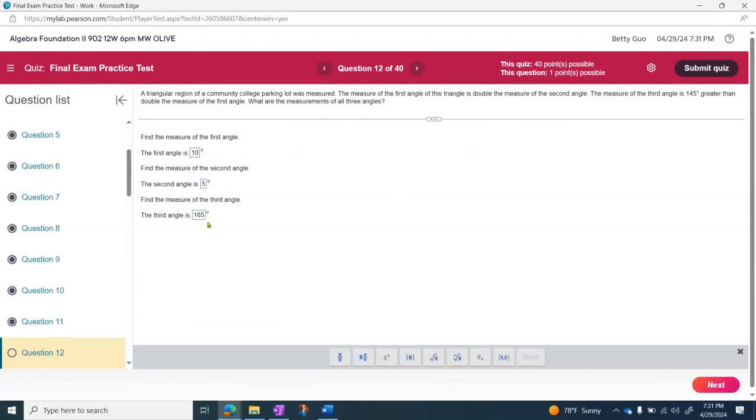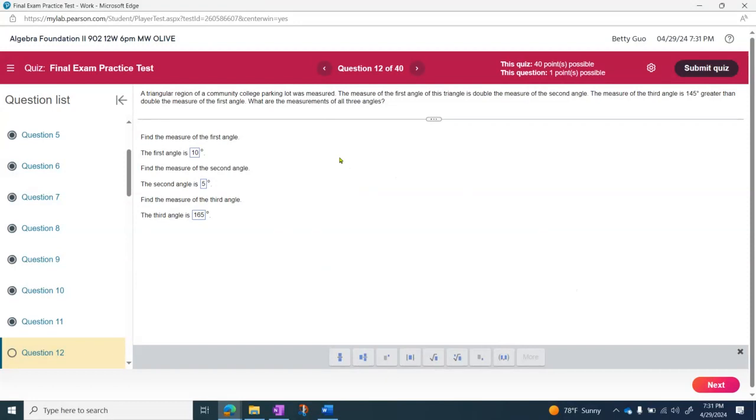And the third angle is 125 more than twice the first angle. First angle is 10. Double it is 20. 20 added to 145 is 165. So the three angles satisfy the conditions described in the order problem. So that means our answers are correct.